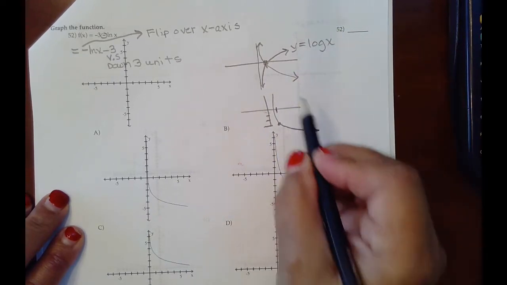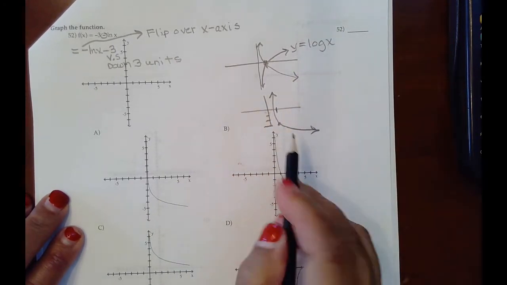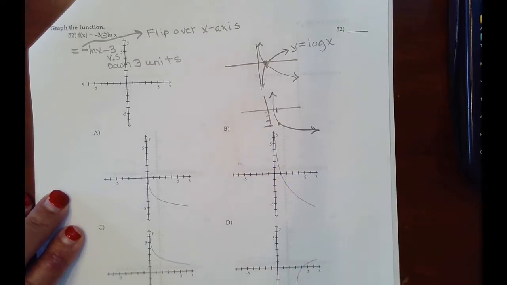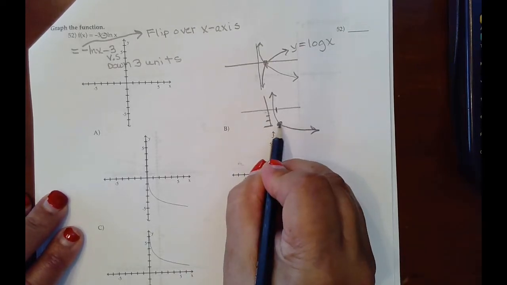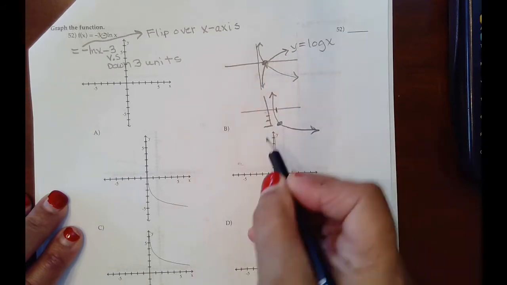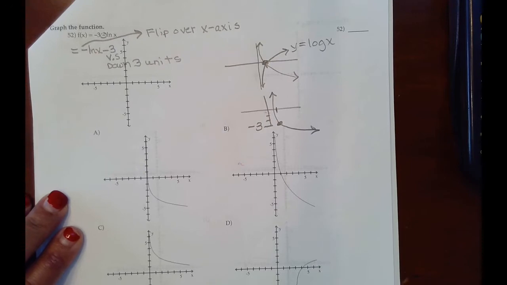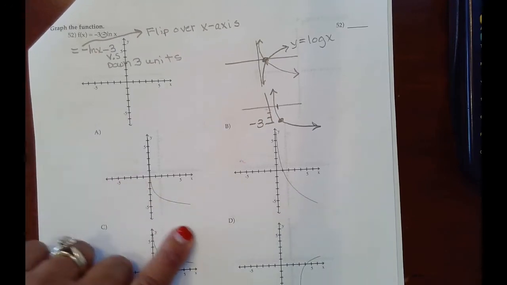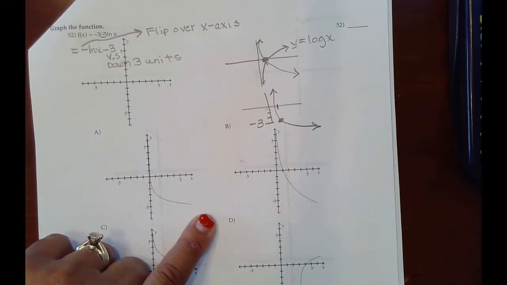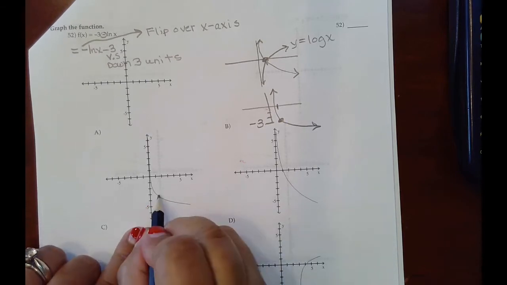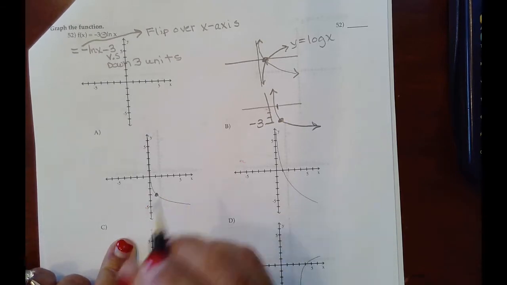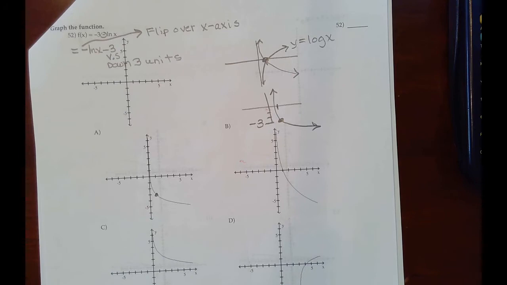So it's going to be lower than it usually is. Even though it's going to go up and down this way, it's going to be that turning point. Instead of it being right there, it's going to be 3 units lower than it usually is. So that graph goes up and down. So this is a good potential. And that turning point is right down here at -3. So 52 looks like it's going to be A.